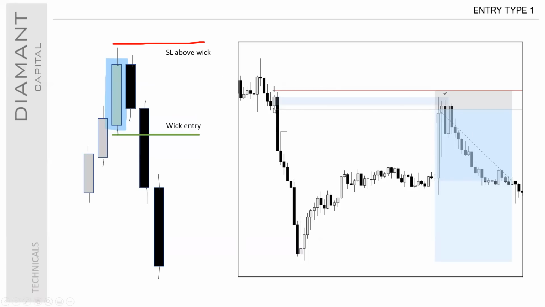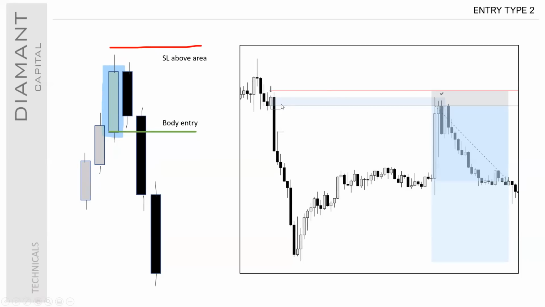It's where you enter straight off the wick, not the body. Of course, you're looking for it to touch the body, but sometimes it goes straight to the wick and just keeps dropping. Your stop loss is just above the wick as well, or you could say above the area or the point of interest, but usually just above the wick.